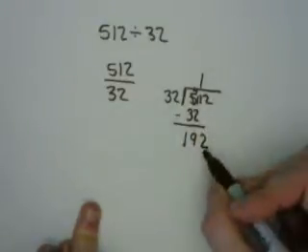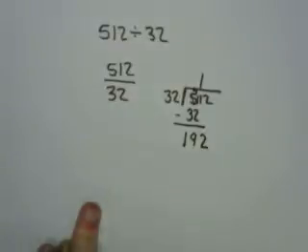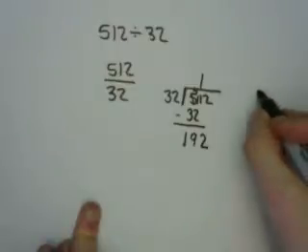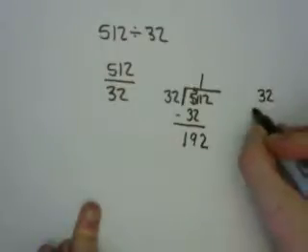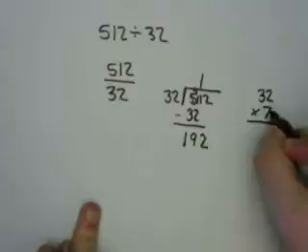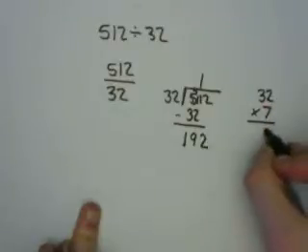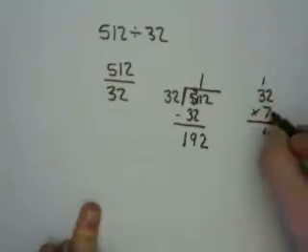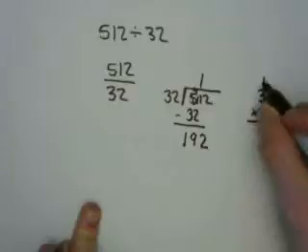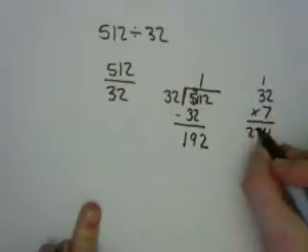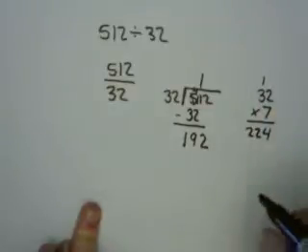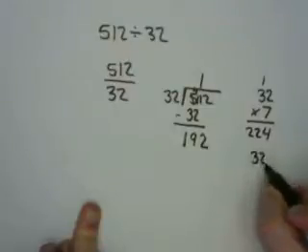32 goes into 192. Well, I'm not sure. Let's see. I'm going to guess about 7. And let's see if I'm on point. So 32 times 7. 7 times 2, 14. 7 times 3, 21, plus 1, 22. Looks like we're a little bit too much. Let's try 32 times 6.